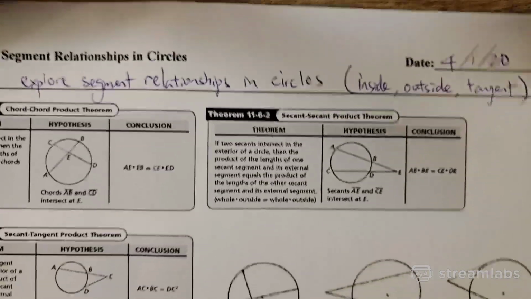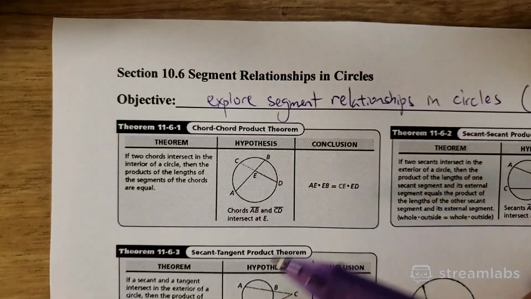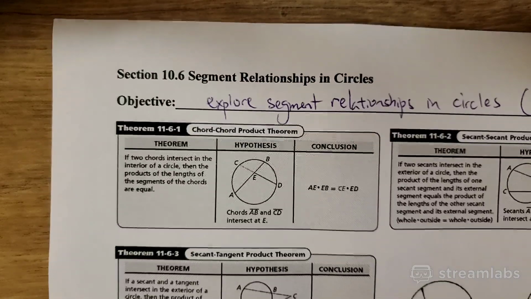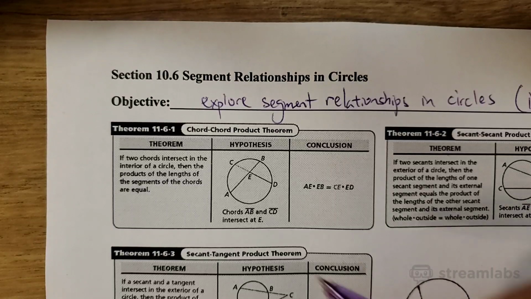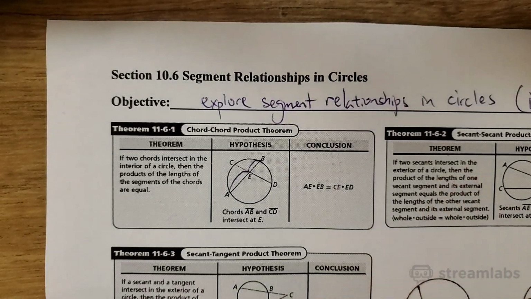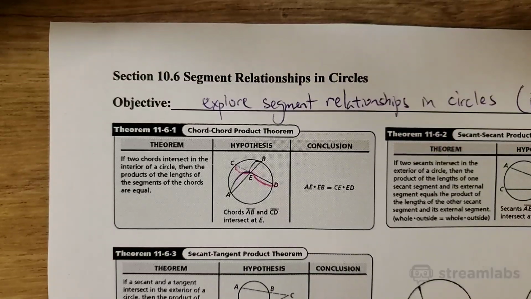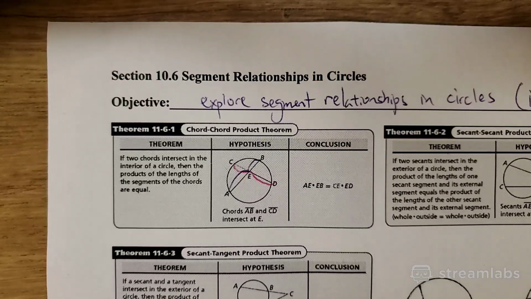All right, so now let's look at this first one. This one I'm going to prove, to show why the relationship is correct. The relationship they give you as the conclusion is that if you have two chords crossing at an intersection in the middle, then AE times EB is equal to CE times ED. So this one times this one equals this one times this one. At first it may seem weird. Why would that be true?